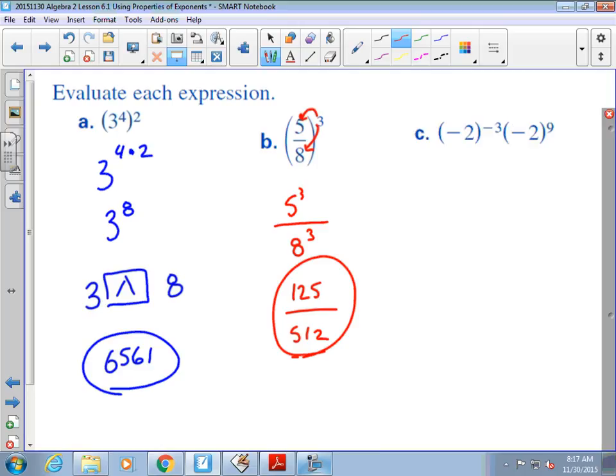And in this one, negative 2 to the negative 3rd power times negative 2 to the 9th power. Take about 30 seconds on this one.